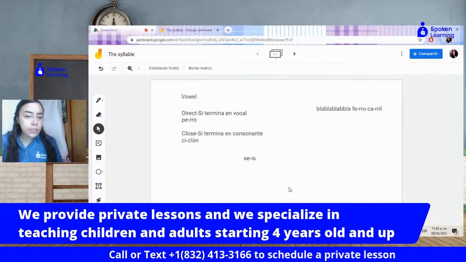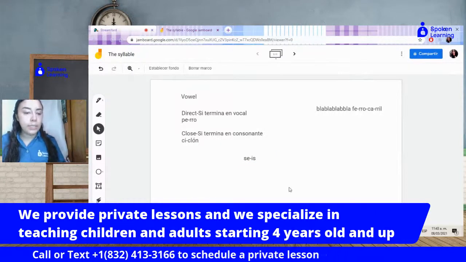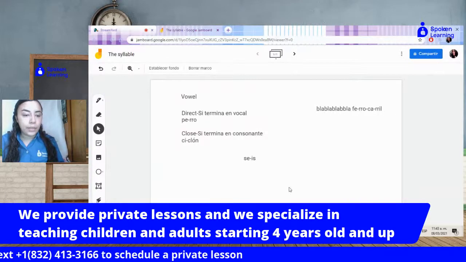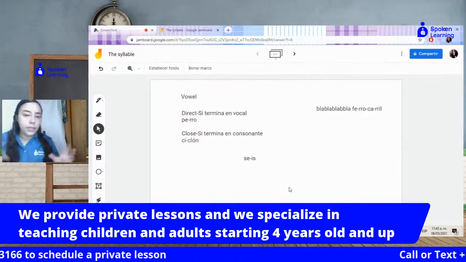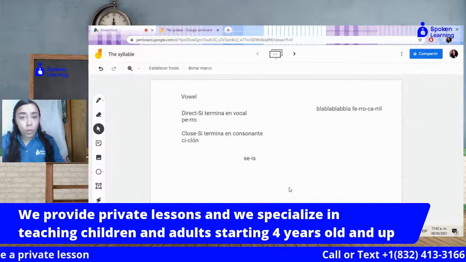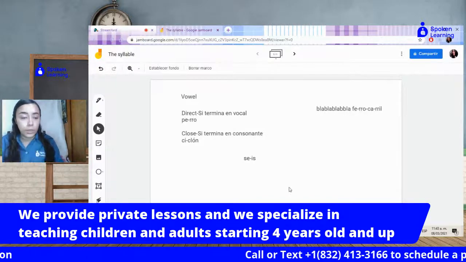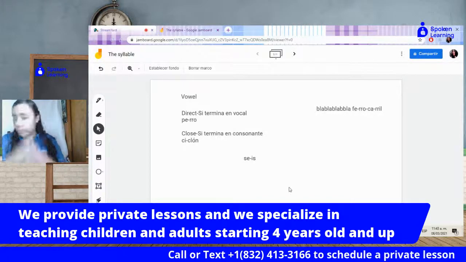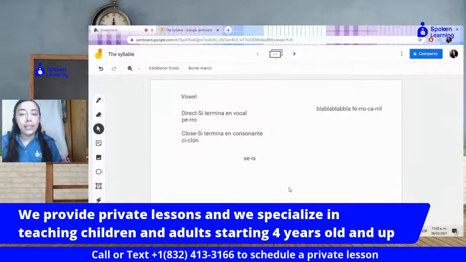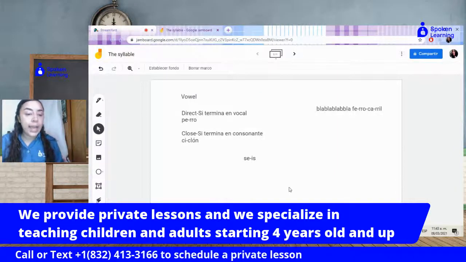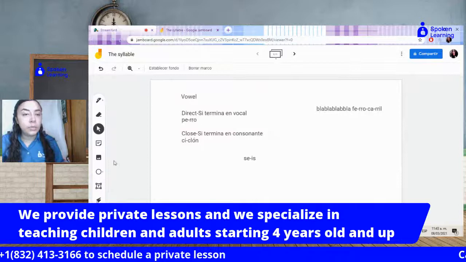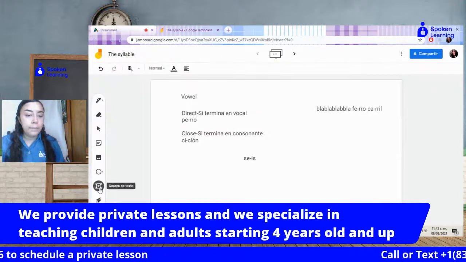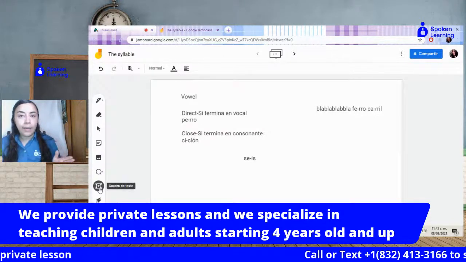Okay. So in conclusion, the syllable is the phonic unit in our language. So this is really, really important. Again, it cannot be a syllable without the vowel, and the syllable is located between the word and the phoneme.